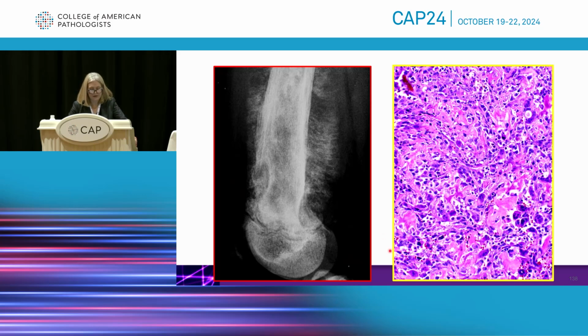To make a diagnosis of osteosarcoma, you need 2 things. That's sarcoma, so the actual cells in the background, as well as tumor matrix. So this is matrix that doesn't make any sense. So it's not functional, not trabecular or cortical, irregular matrix.